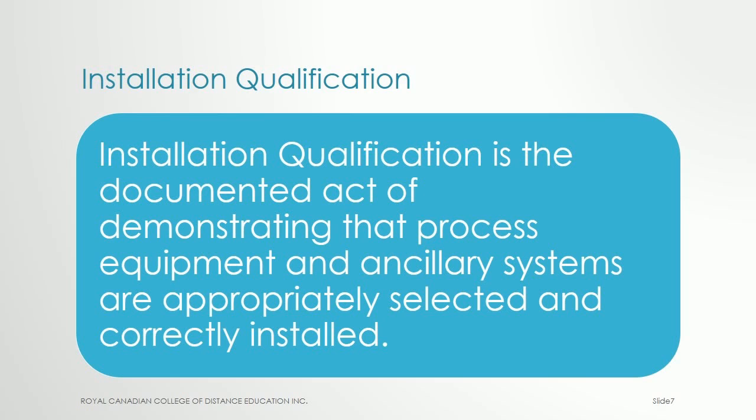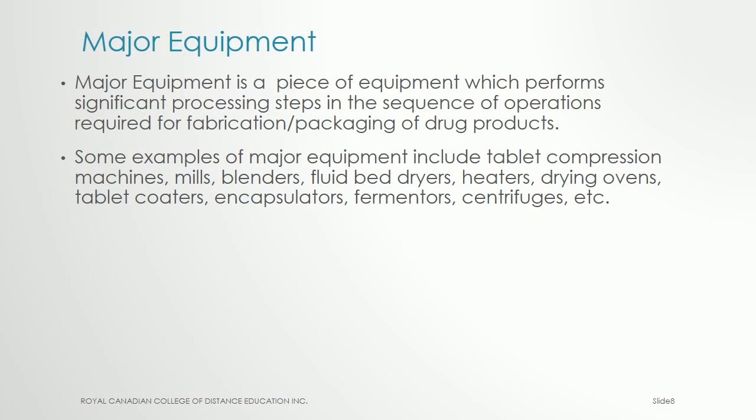Installation Qualification. This is the documented act of demonstrating that process equipment and ancillary systems are appropriately selected and correctly installed. Major equipment. This is a piece of equipment which performs significant processing steps in the sequence of operations required for fabrication and packaging of drug products. Some examples of major equipment include tablet compression machines, mills, blenders, fluid bed dryers, heaters, drying ovens, tablet coaters, encapsulators, fermenters, centrifuges, etc.